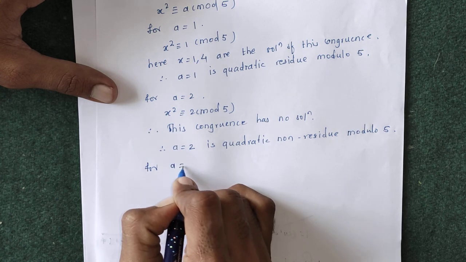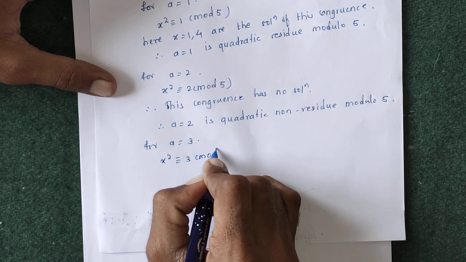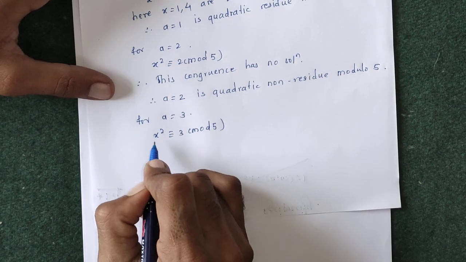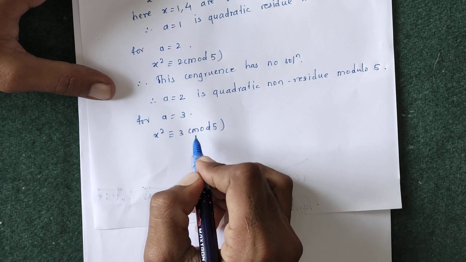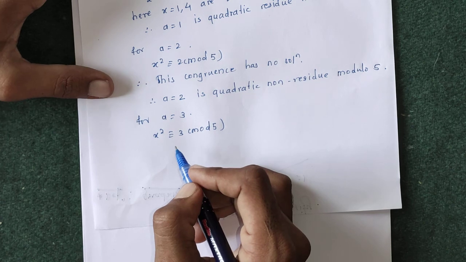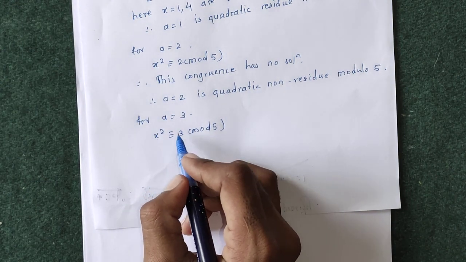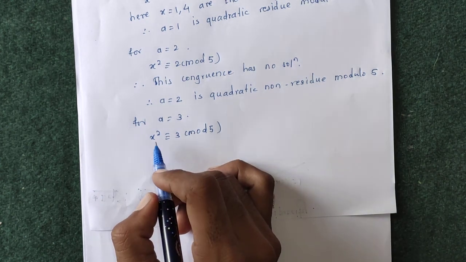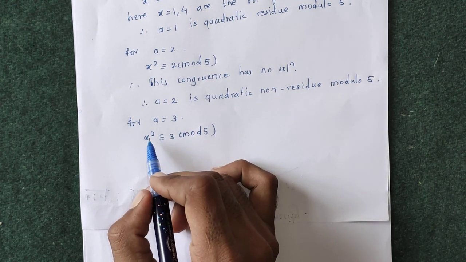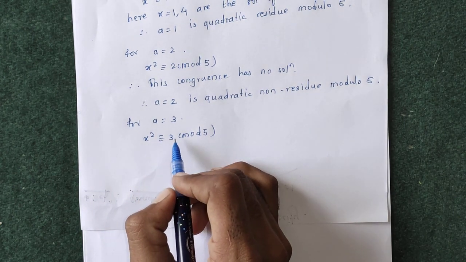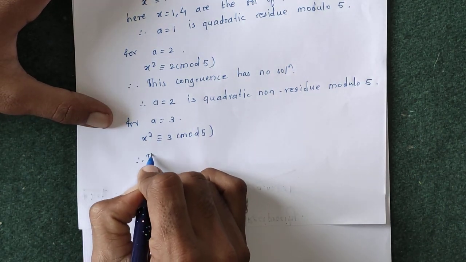For a equals, suppose, 3, x square is congruent to 3 modulo 5. Now again we are going to start from 1. 1 square is 1, 1 minus 3 is minus 2, and 5 doesn't divide minus 2. So 1 is not a solution of this congruence. Now for x equals 2, 2 square is 4, 4 minus 3 is 1, 5 doesn't divide 1. x equals 3, 3 square is 9, 9 minus 3 is 6, 5 doesn't divide 6. For x equals 4, 4 square is 16, 16 minus 3 is 13, 5 doesn't divide 13. So this congruence has no solution.